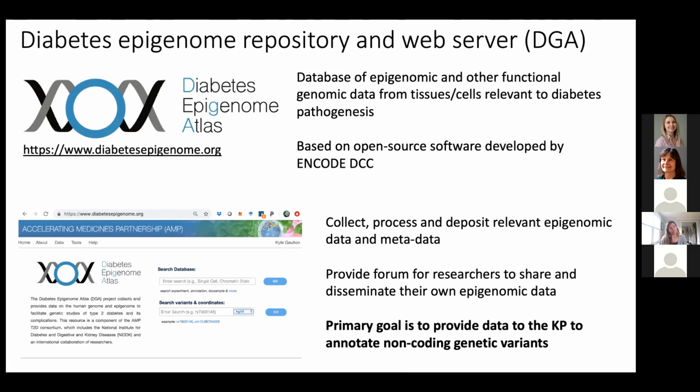Originally it was for the type 2 diabetes AMP-T2D effort, but we've expanded the focus now to more generally diabetes and its complications. There are multiple goals of this effort, but the primary goal is to collect, annotate, and record this information, provide it to researchers, but really to pass it on to the knowledge portals, including the type 1 diabetes knowledge portal, in order to effectively annotate non-coding variants.